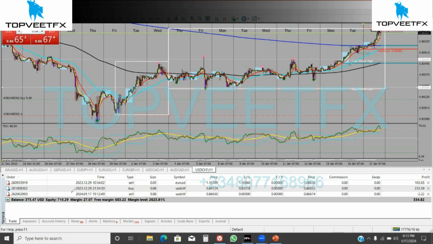This is the trade that we just placed. The date is written there. The type of trade we picked is sell, and the lot size is 0.08, on USD CHF. At what price do we enter? We enter at 0.8665, which is the current market price. This is the CMP.